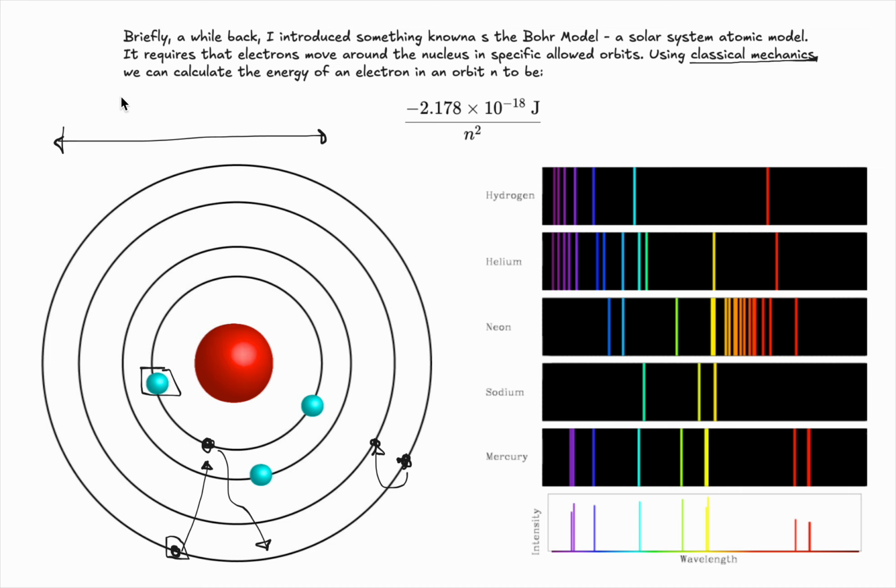Or, for example, 3 jumping to 1 is going to release something different than 4 jumping to 1, or even 4 jumping to 2, all right? And that should be a 1 there, right?